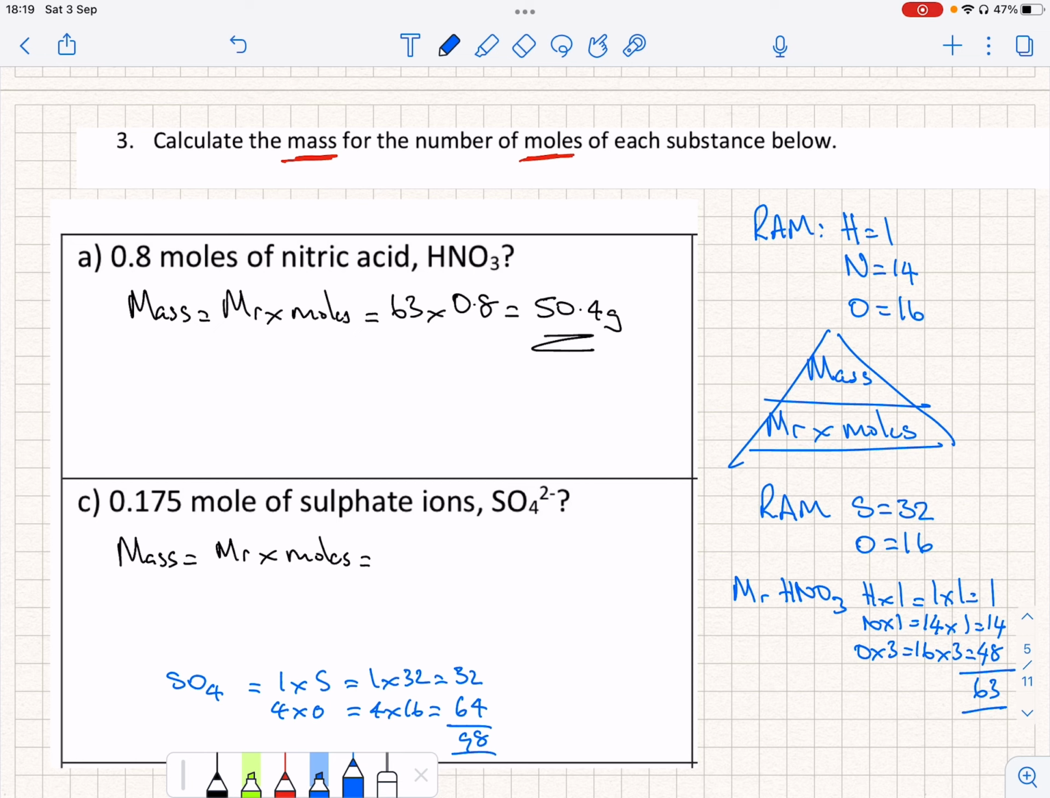Okay, then what we need to do, well, not 98, is it? 96, nearly 96. Put that back in, so the Mr is 96 times the number of moles. Okay, work that out on your calculator, and that is going to give you an answer of 16.8 grams.